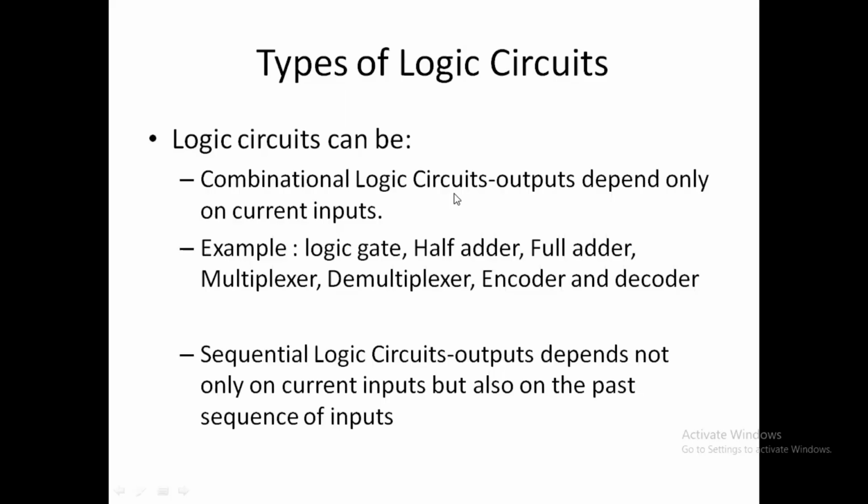For example, logic gate, half adder, full adder, multiplexer, demultiplexer, encoder, decoder, parity generator, parity checker, and magnitude comparator are examples of combinational logic circuits. While in the sequential logic circuit, the output depends not only on the present combination of inputs, but also on the past sequence of the inputs. Examples of sequential logic circuits are latches and flip-flops, where output depends on the present combination as well as the past combinations of input.